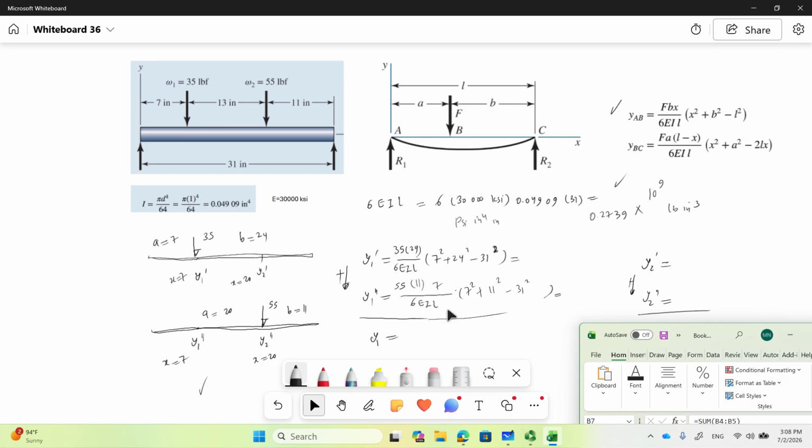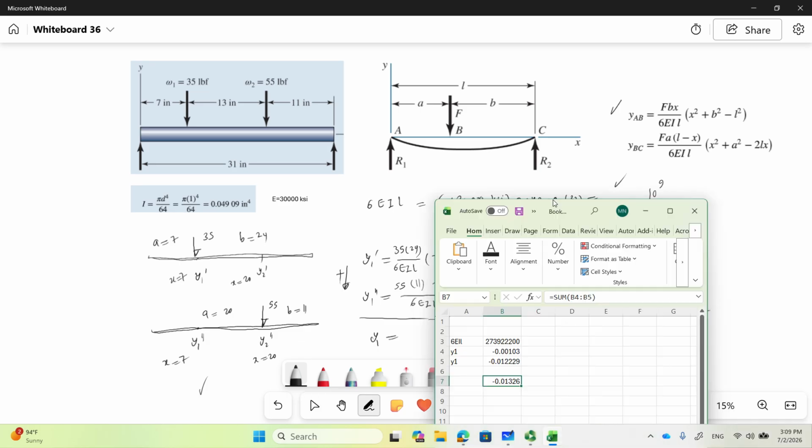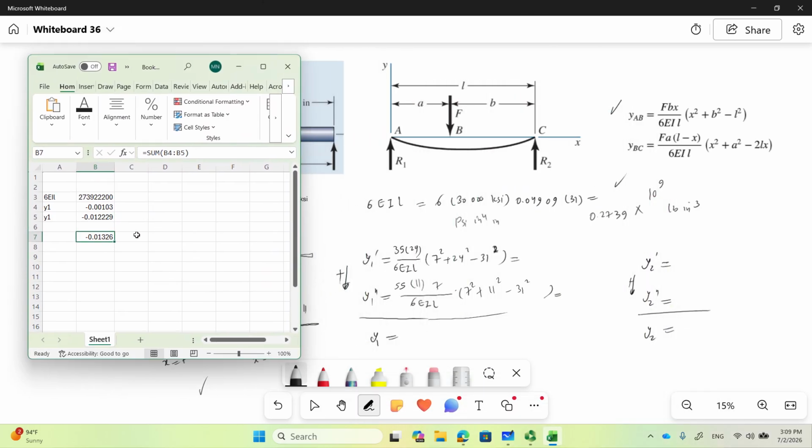Divided by 6EIL, then 7 squared, then b is 11 squared, then minus 31 squared. So looks like I have it right. So let's see, 55, 11, 7, and then times 7 squared plus 11 squared minus 31 squared divided by 6EIL. Yeah, so then you add these two guys, negative 0.13226.